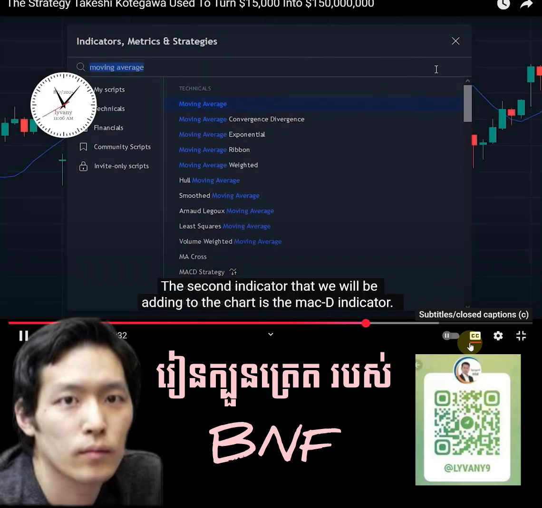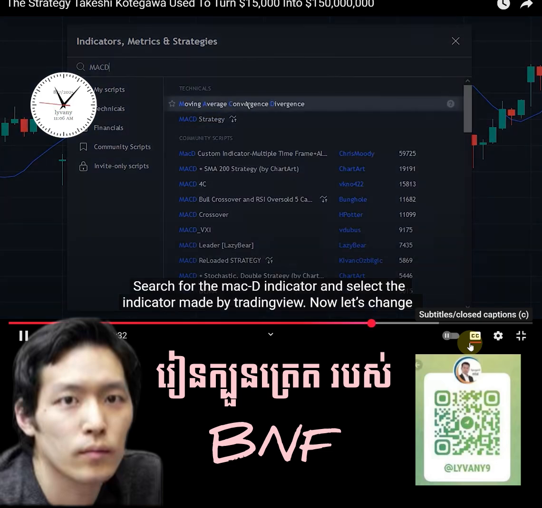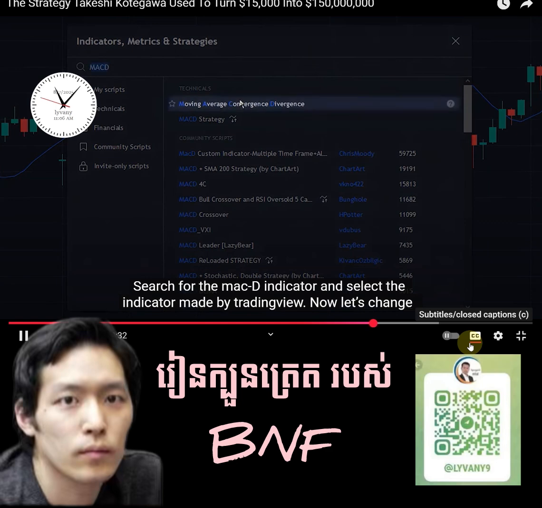The second indicator that we will be adding to the chart is the MACD indicator. Search for the MACD indicator and select the indicator made by TradingView.